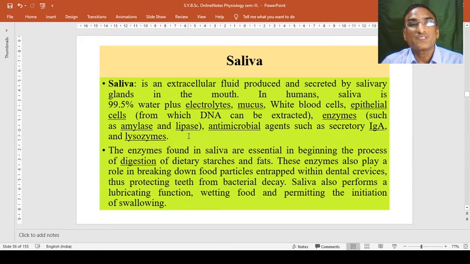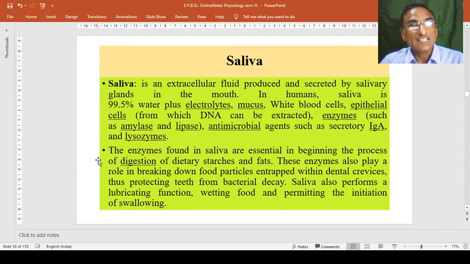They are also present in saliva, but only in about 5%. Antimicrobial agents are also present in saliva, such as secretory IgA, which means immunoglobulin A, and lysozymes. Lysozymes are small suicide bags which pour themselves directly onto the food particle and digest it. So these are lysozymes, not lysosomes. Lysosomes are cell organelles, and lysozymes are the enzymatic particles which digest food particles in the mouth.